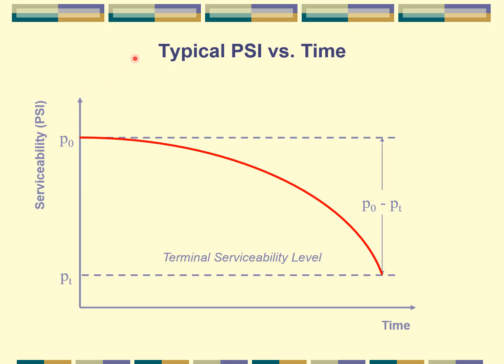Now here you can see the typical Present Serviceability Index versus time plot. Here you can see in the beginning maximum serviceability index, but with the passage of time it is dropping, and corresponding to this point we have attained that terminal Present Serviceability Index, and this is obviously the loss in the Present Serviceability Index, P naught minus P sub T in this case.